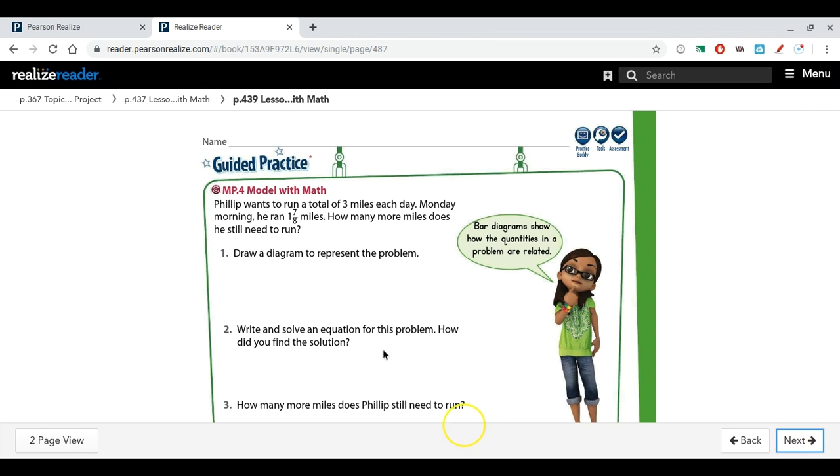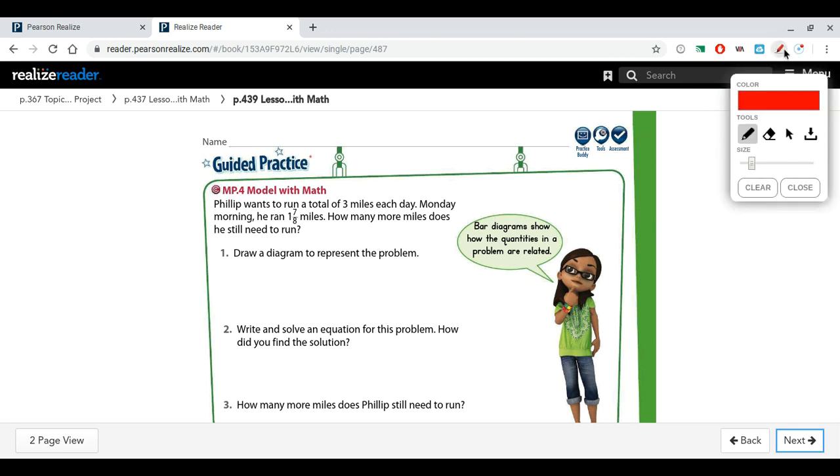They are wanting us today, it says draw a diagram to represent the problem. They're wanting us to use those bar diagrams. The big skill that you need is, can you read and choose the correct bar diagram for the problem? Okay. Philip wants to run a total of 3 miles each day. Monday morning, he ran 1 7/8 miles. How many more miles does he still need to run?